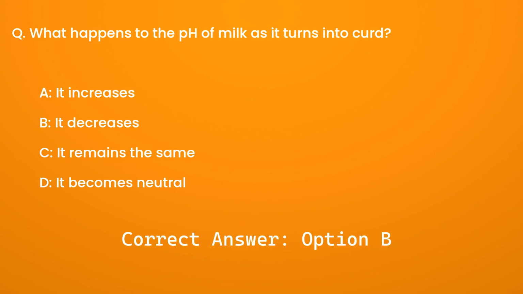The correct answer is option B, which is it decreases. As milk turns into curd, lactic acid is produced, which decreases the pH, making it more acidic.